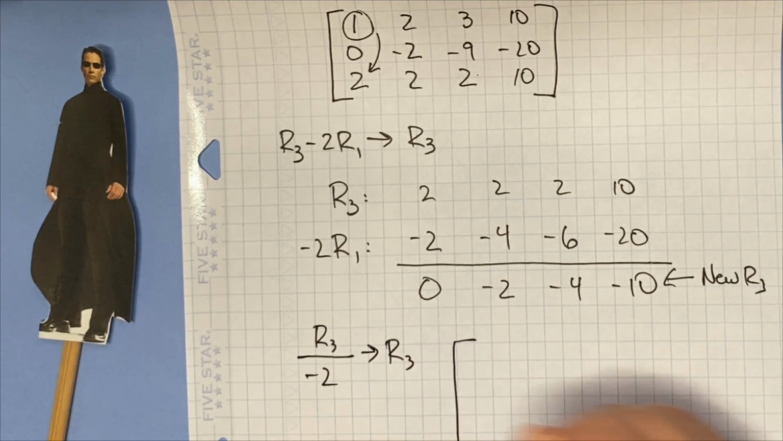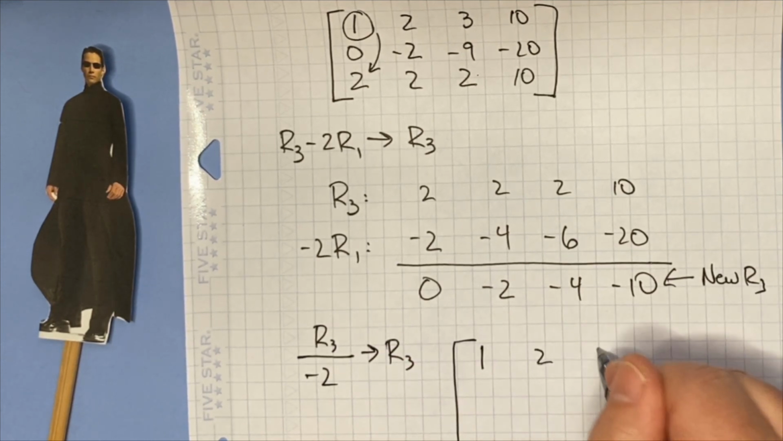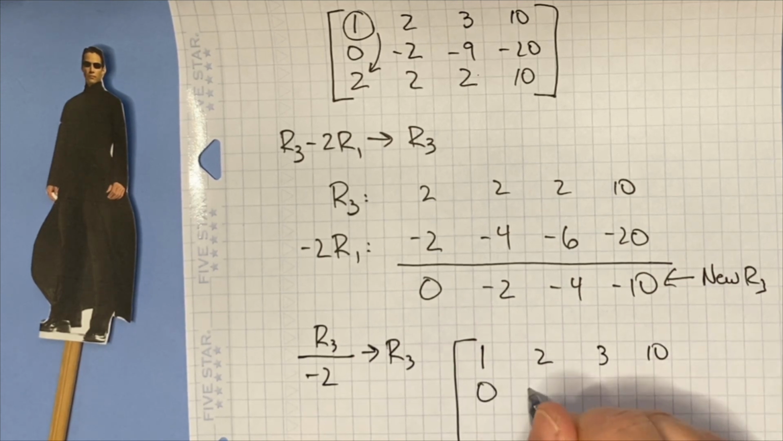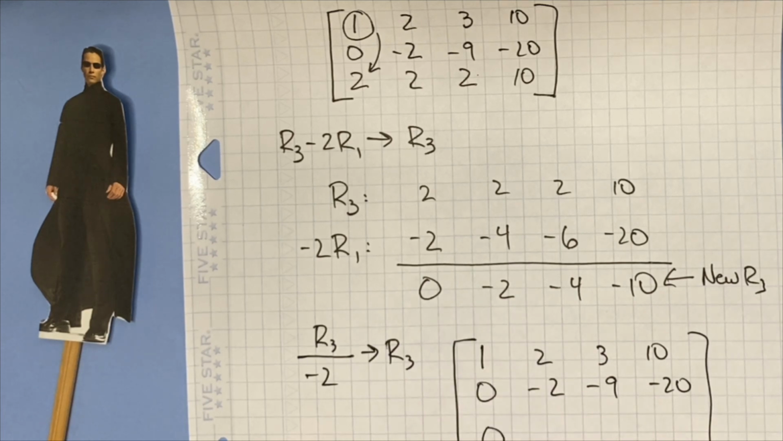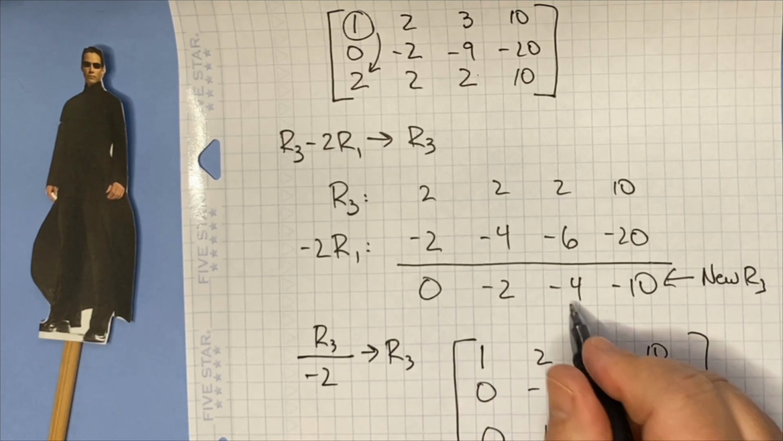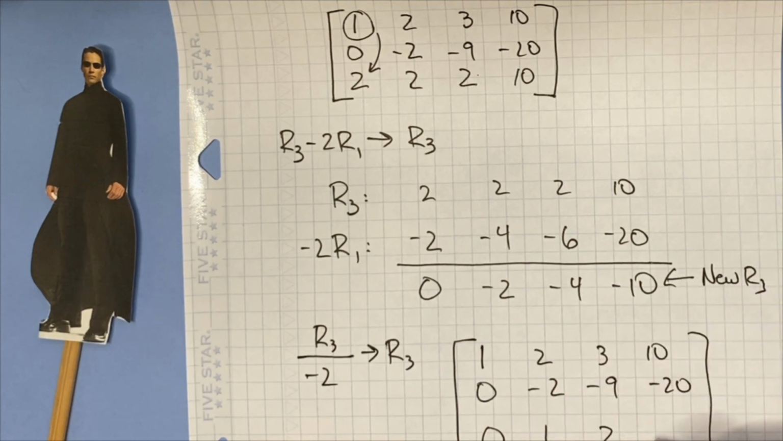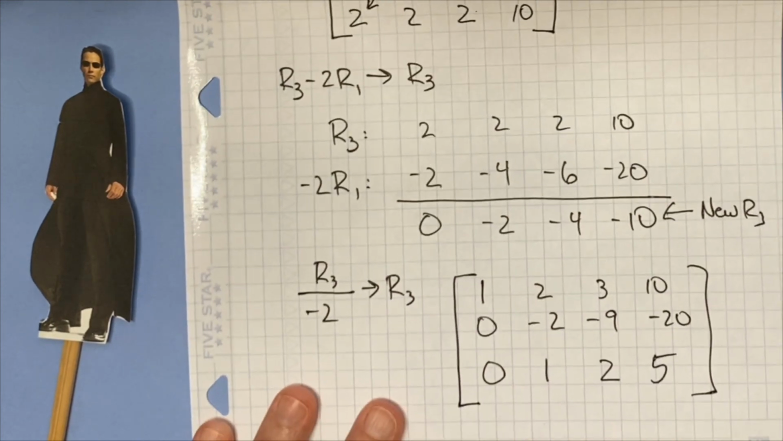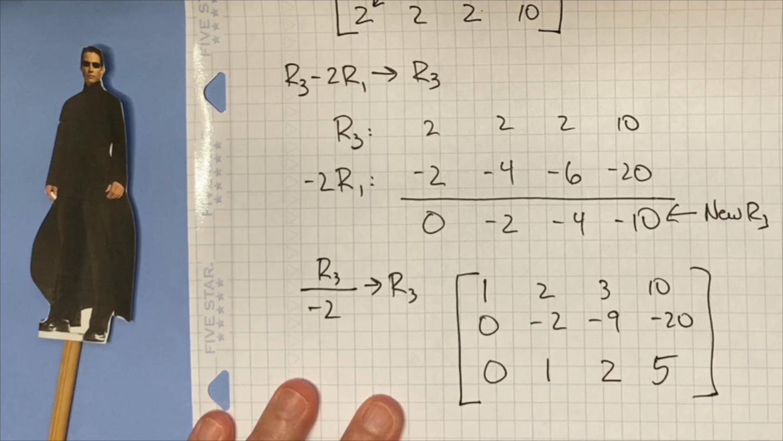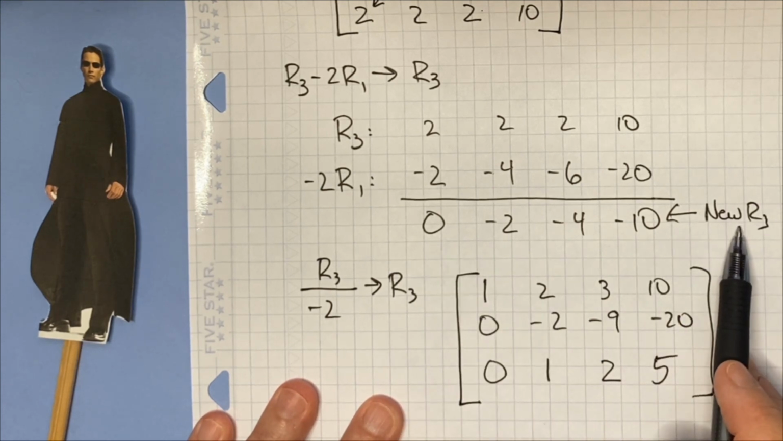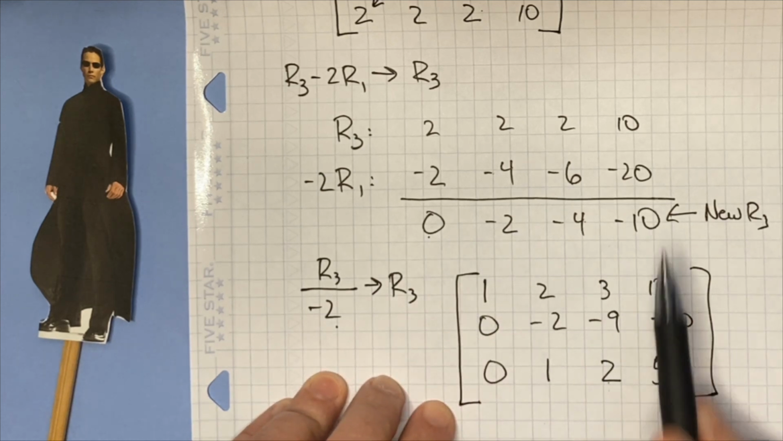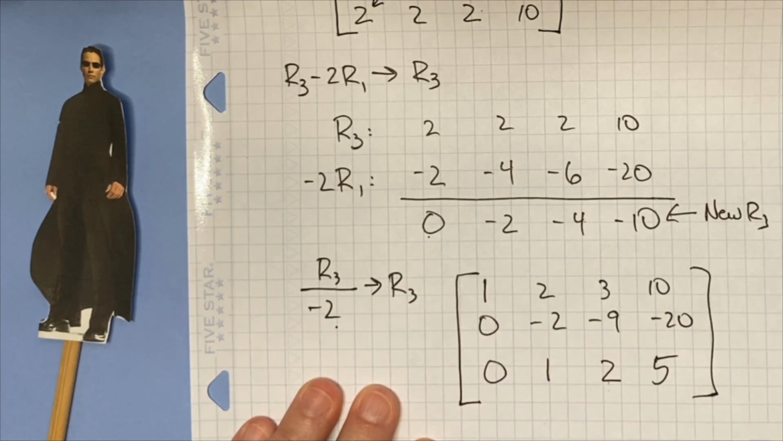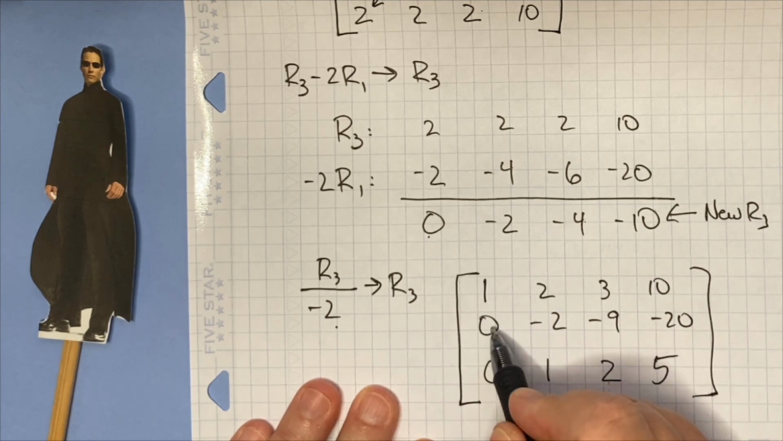Okay, so now my new matrix: 1, 2, 3, 10, 0, negative 2, negative 9, negative 20. Annoying, but... And then I'm going to put in 0, 1, 2, 5. So this was my new row 3, but then I divided by negative 2. So I got 1, 2, and 5. And that's so much prettier. And I've got my 1, 0, 0.